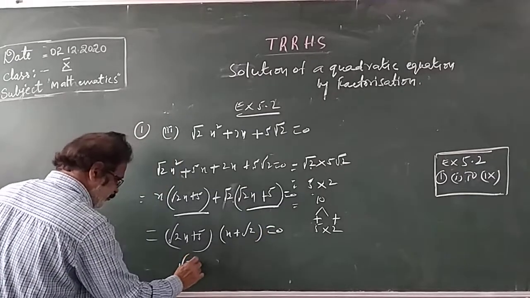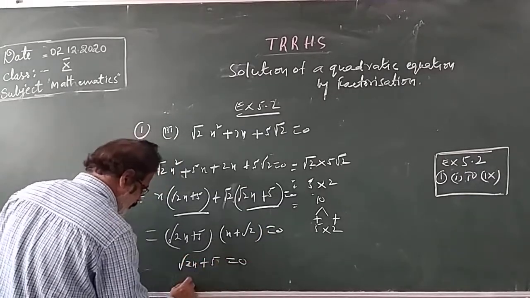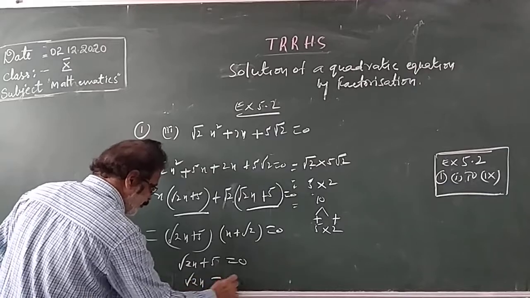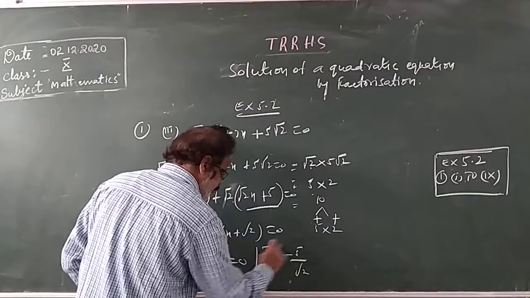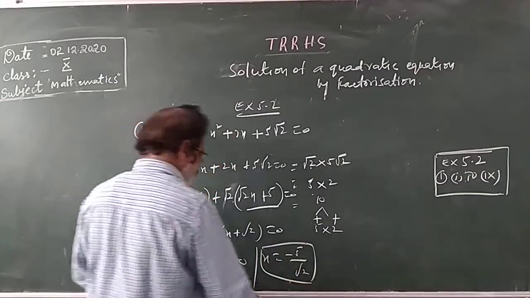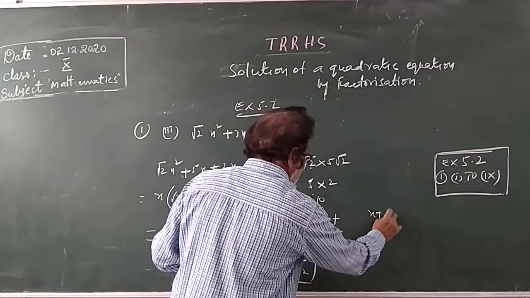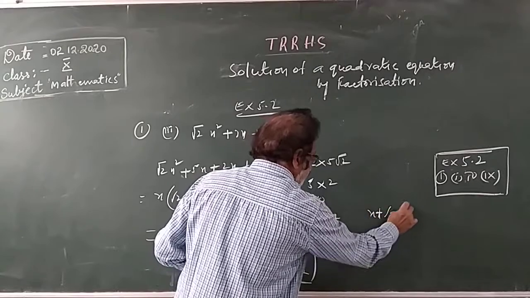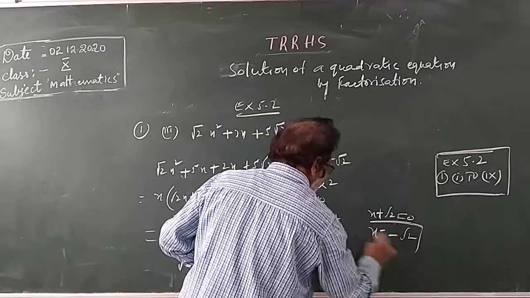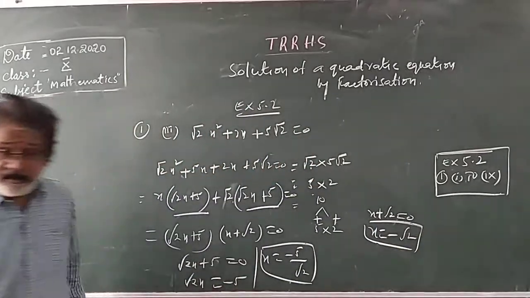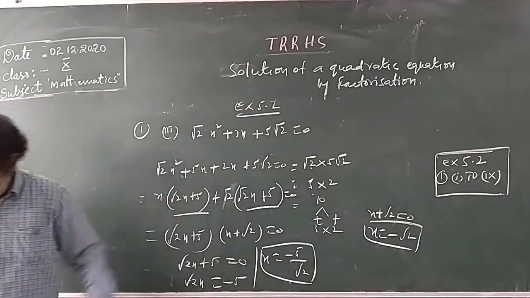Each factor equal to 0. Root 2x plus 5 equal to 0, root 2x is equal to minus 5, x is equal to minus 5 by root 2. This is one of the roots. Next, x plus root 2 equal to 0, x is equal to minus root 2. This is another root. Like this, you can find the roots of the quadratic equation by factorization method.